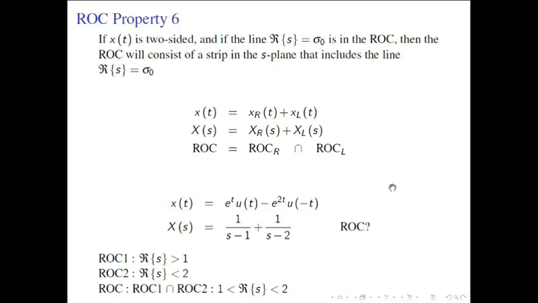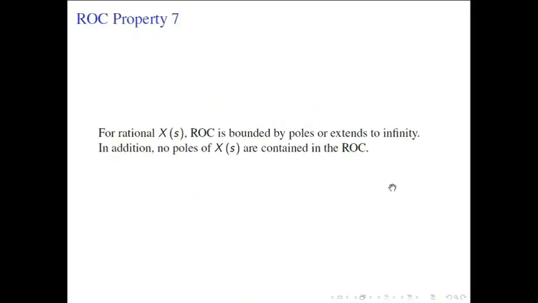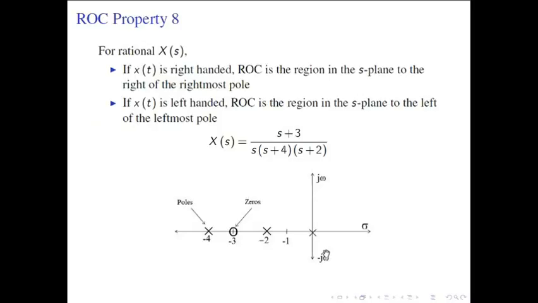Okay, so ROC property 7: for a rational Laplace transform X of s, the ROC is bounded by poles or extends to infinity. In addition, no poles of X of s are contained in the ROC. It means to say that either the ROC goes to infinity, or the last point in the ROC is a pole, which is not included in the ROC.